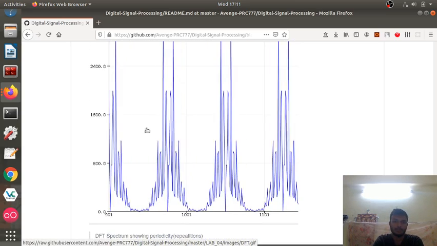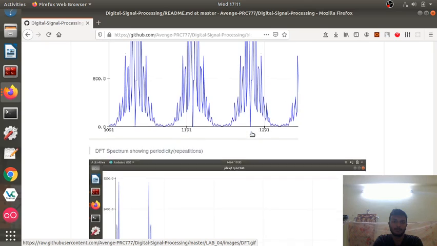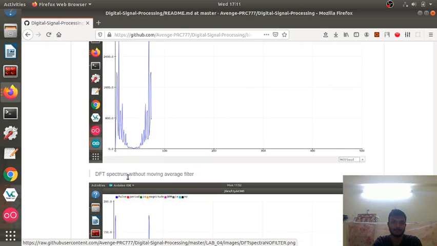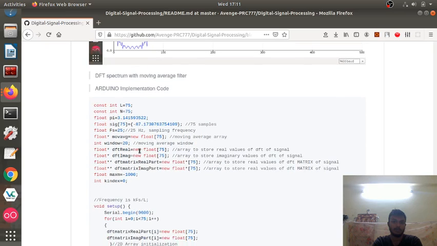So this is the DFT spectrum showing periodicity, repetitions, and this is just showing one period of the spectrum. And now we have the DFT spectrum of a moving averaged signal, that is, the signal has been moving averaged in the time domain.